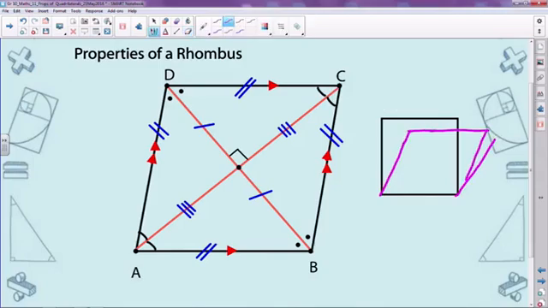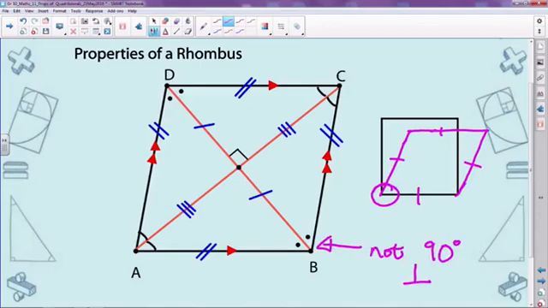Have the lengths of the sides changed? Well, if I had drawn it accurately, no, they wouldn't have. This would still be the same length as that and that and that, but the angles have changed. In a rhombus, they are not 90 degrees. So they're not right angles or not perpendicular.